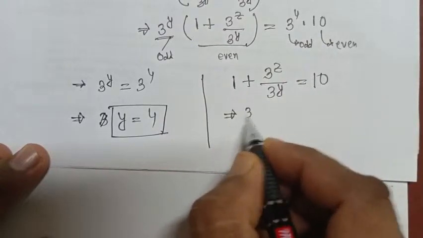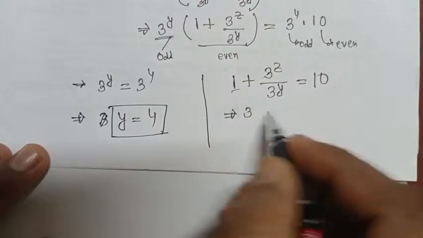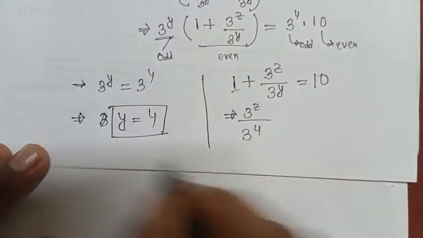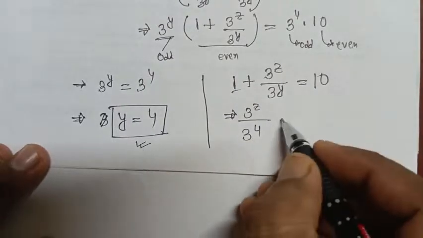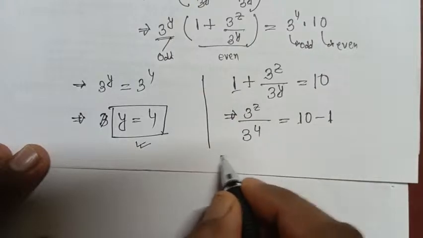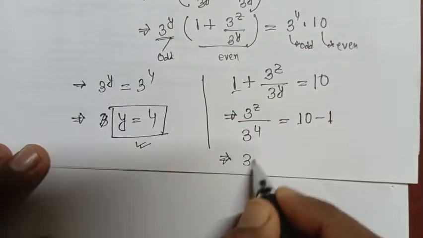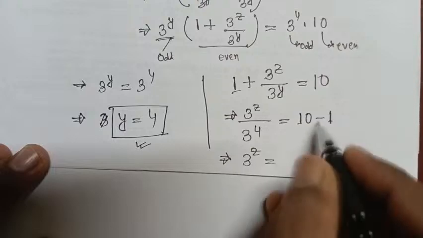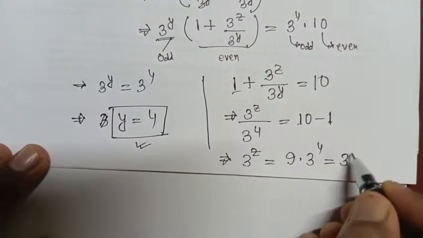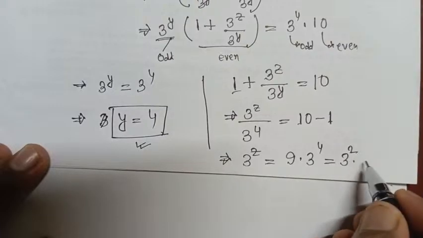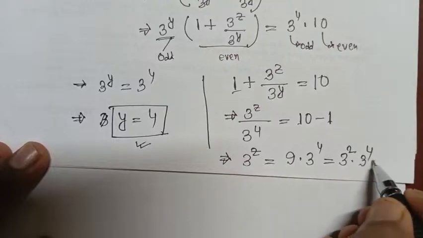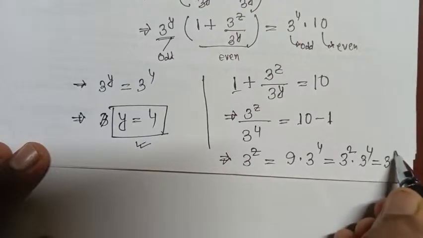Again, if we move this 1 to the right hand side, we get 3 to the power z by 3 to the power 4. As we have y equal to 4, then it will be 10 minus 1. Again we can get that 3 to the power z is equal to 9 into 3 to the power 4, and 9 can be expressed as 3 to the power 2 into 3 to the power 4. That can be written as 3 to the power 6.